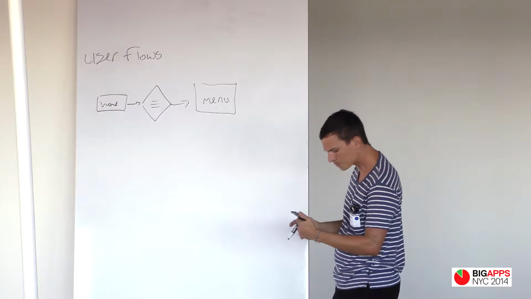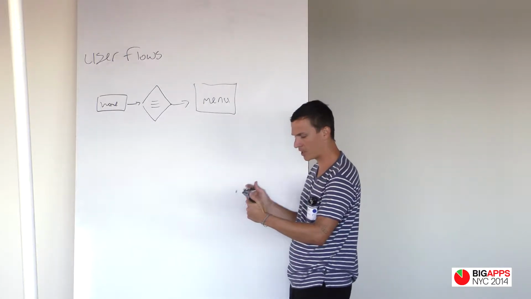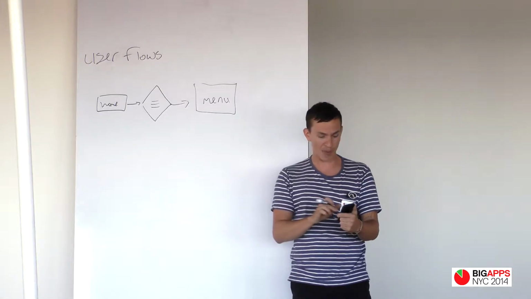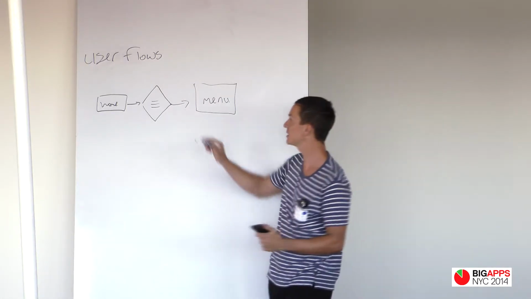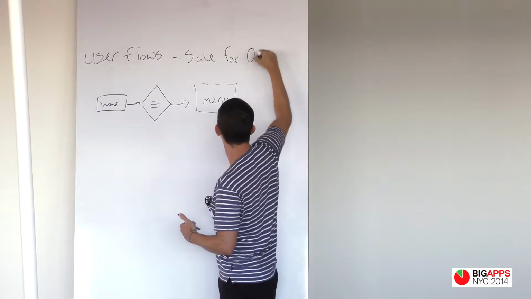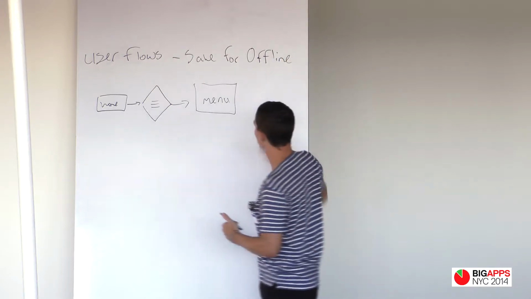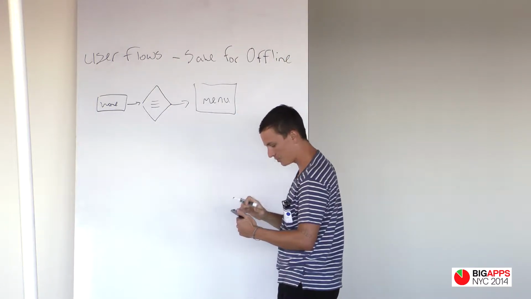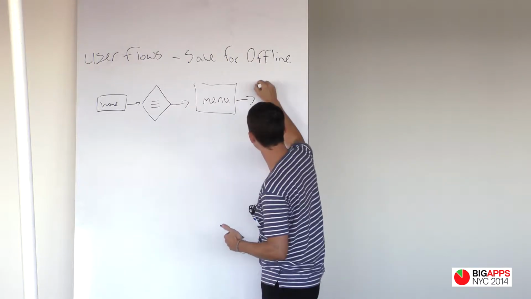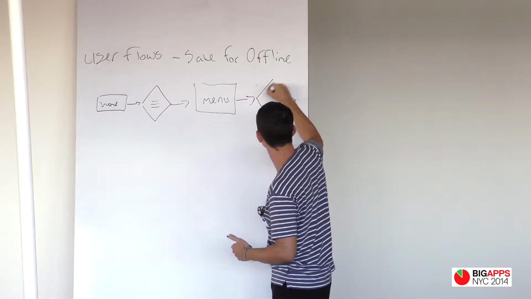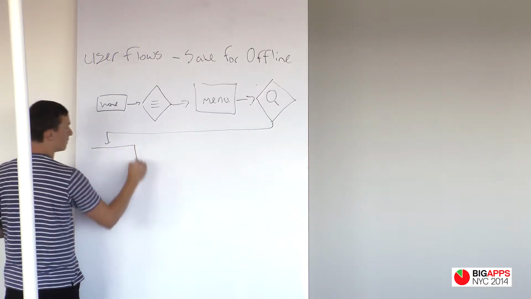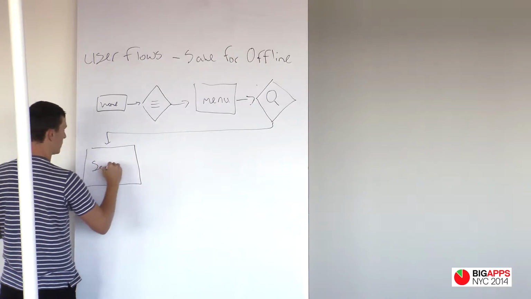So I've opened the menu, and now I have some options, and the user could do any kind of thing here. They could tap anywhere, but I want to show just what it takes to save an album for offline listening. Save for offline. Okay, so I'm on menu, and now I tap search because I'm going to search for the album that I want, and now I'm on the search page, right? So I tap the search. Now I'm on the search page.